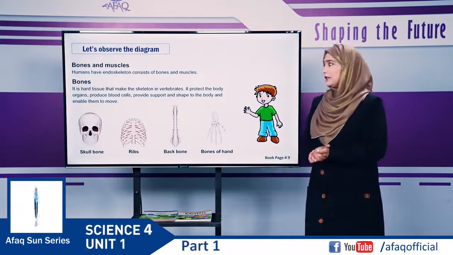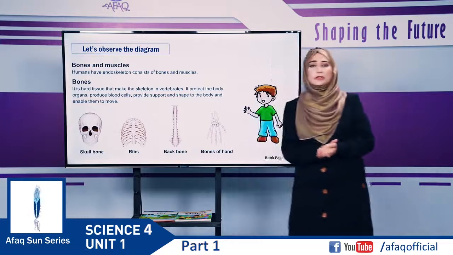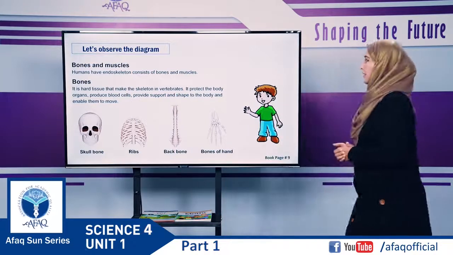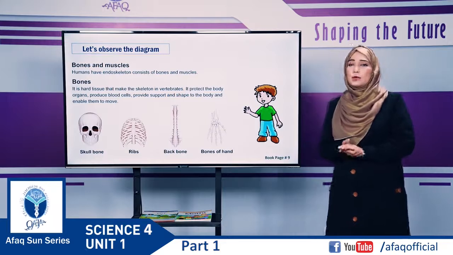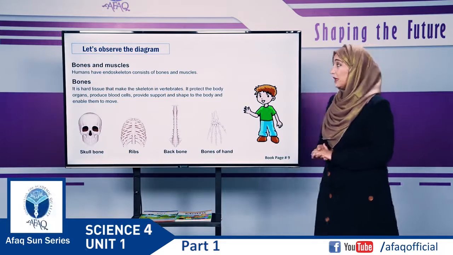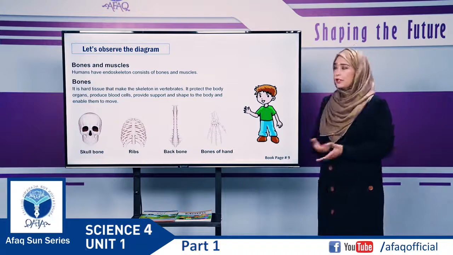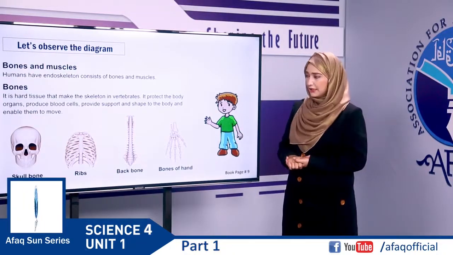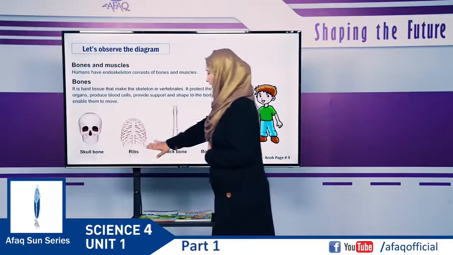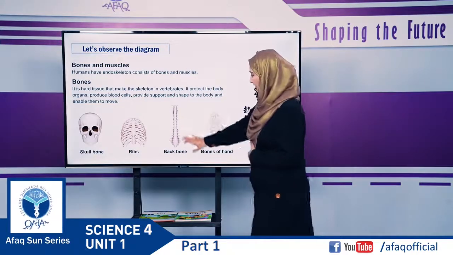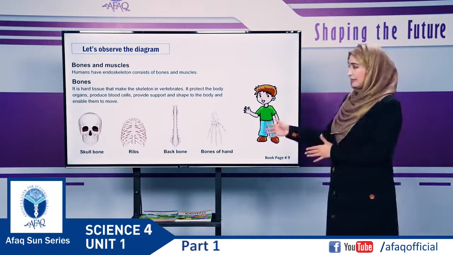So what are bones? Bones are hard tissues. These are hard tissues that make our skeleton. What do bones do? Bones protect our body organs. They produce blood cells, they provide support, and they also shape your body. Here some pictures of bones are given. Look at them. This is a skull bone, these are ribs, this is your backbone, and these are the bones of your hand. They look like this.